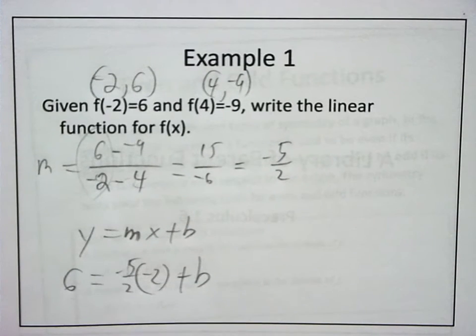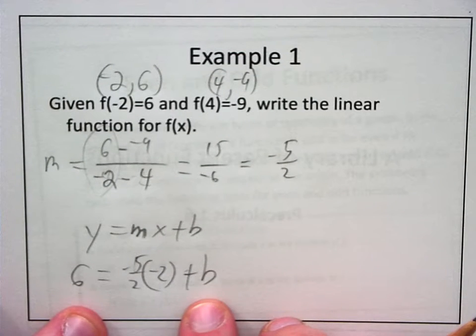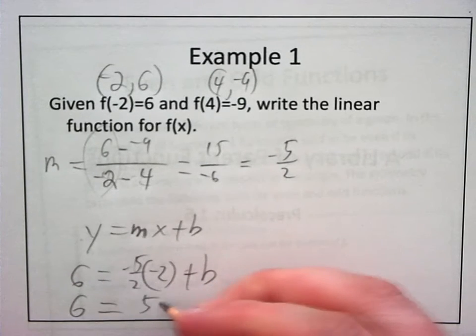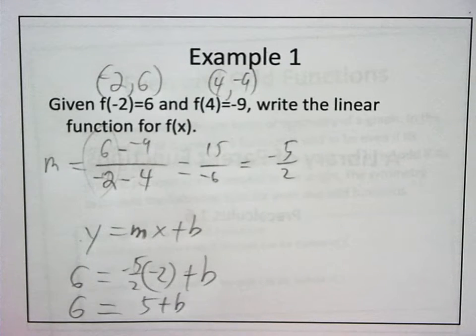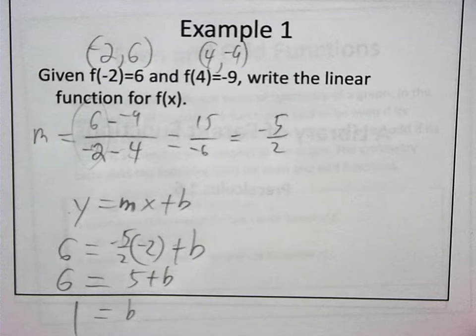Now, there is also a point-slope form. I usually never bother using it, but you can if you want, if you're comfortable with it. If I need to find b, I just plug in everything but b. You get 6 is equal to what? 5 plus b. So b is 1. So then your function looks like what?